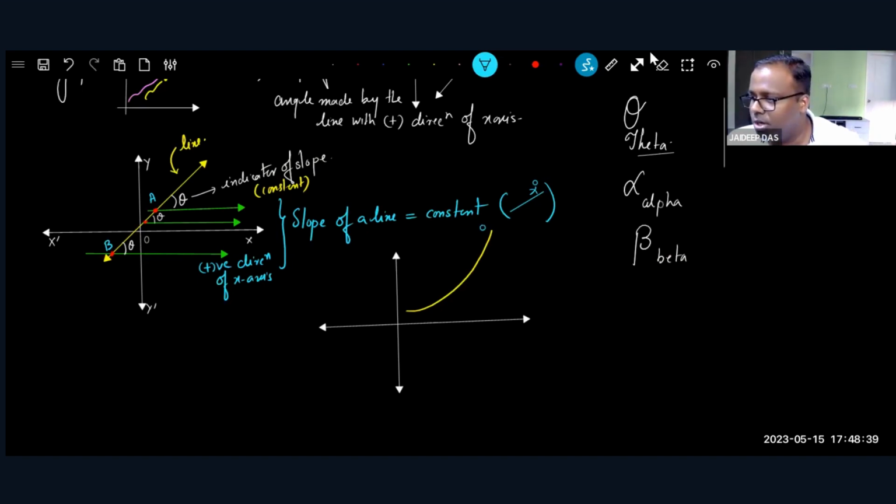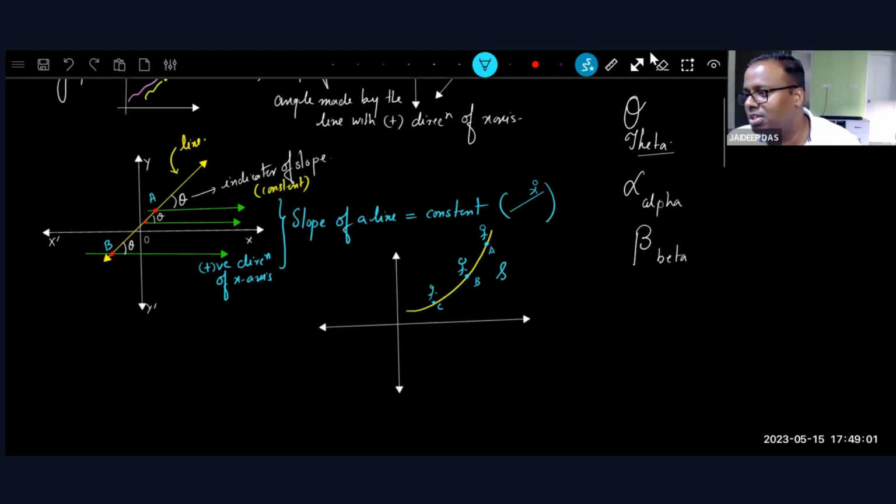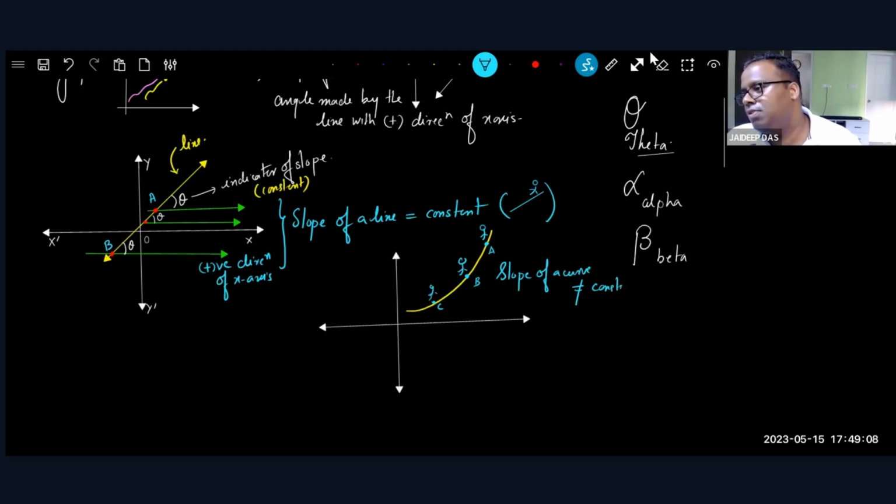And place a child here. We will seat the child at 3 positions. Here, here, and here. Don't you think position A, position B, position C, at position A the child is more vulnerable to slipping and falling quickly? At position B a bit less, and at C the child will slide down very comfortably. Which makes us conclude that slope of a curve is not constant. It differs from point to point, right?